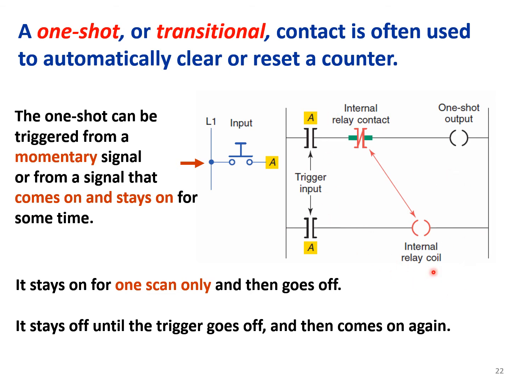However, if you use the one-shot or transitional coil, you don't need to use this internal memory. It includes that internal memory. It's programmed inside, and basically it works for one scan only.